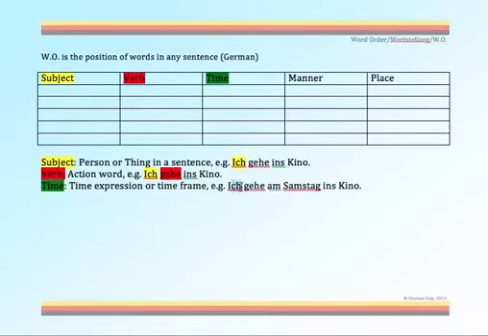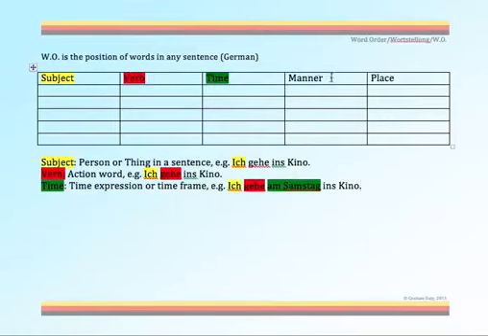We already know the ich part is the person doing the sentence, which is I. What am I doing? I am going. And what time am I going at? I'm going on Saturday. So the first three parts of a sentence in German are the yellow piece, the red piece, and the green piece.